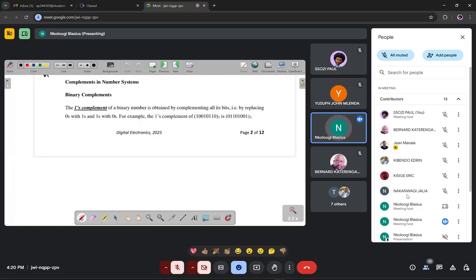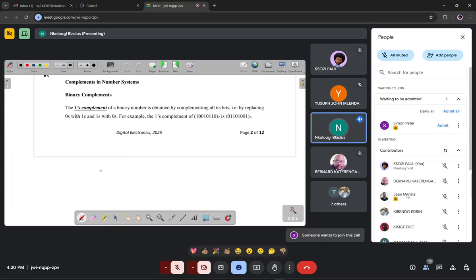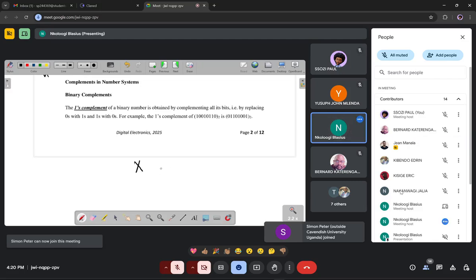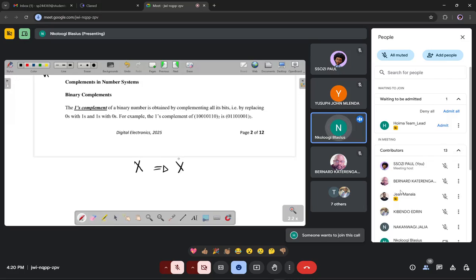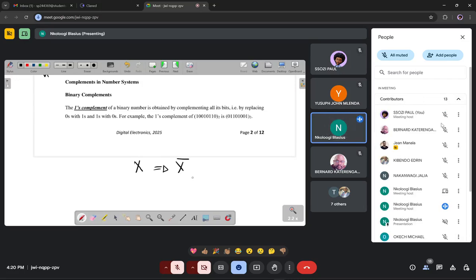So let me talk about complements now. Complements in binary, I mean, in number systems. So what is a complement? To complement something, for example, if I have a number, let me say number x, and I want to write the complement of x, then ideally from your algebraic math, I think you would write something like this. This means a complement. So you are like overturning something.